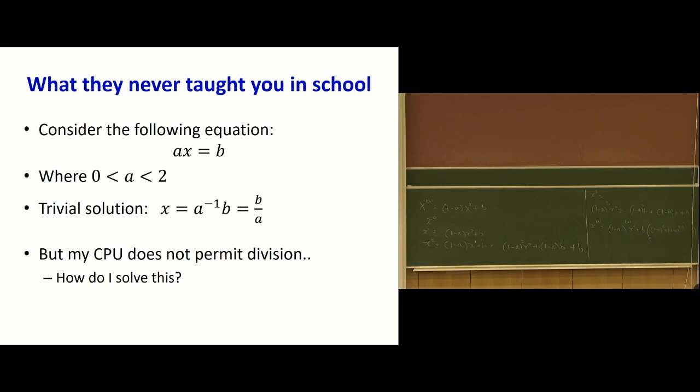As I keep going on, this is an infinite series. I gave you a hint. I told you a lies between 0 and 2. So what is this term going to become for very large k? What's it going to become? 0. What is the second term? It's a geometric series, right? B over 1 minus a, which is b over a. Beautiful, right? Fantastic. We just solved a division without performing division.